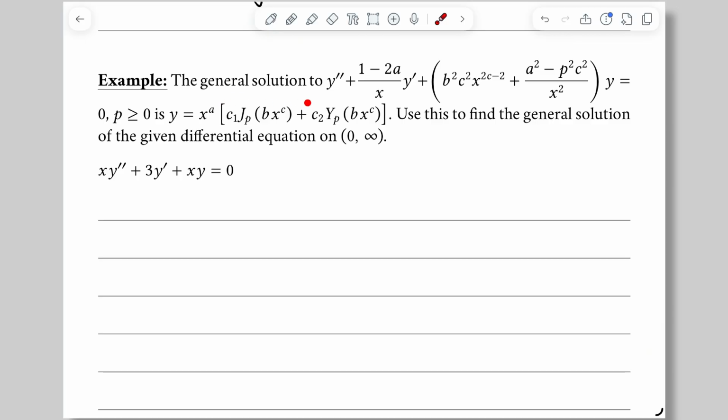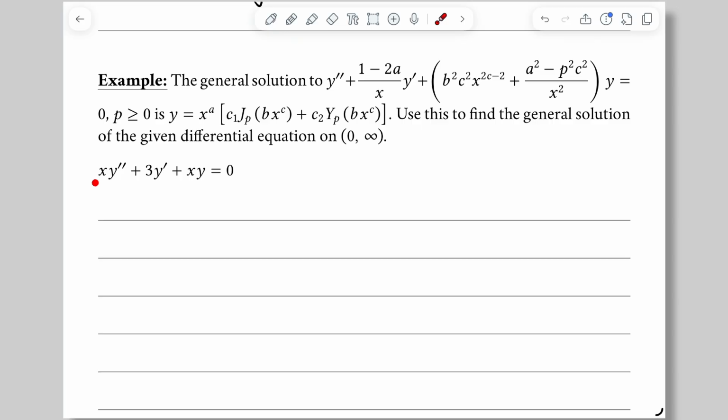Moving on, the general solution to y double prime plus (1 minus 2a) over x times y prime plus (b squared c squared x to the 2c minus 2 plus (a squared minus p squared c squared) over x squared), all that times y, is equal to 0. That's an equation. Okay, great. The solution is y is equal to x to the a times c1 J sub p of b x to the c plus c2 Y sub p of b x to the c.